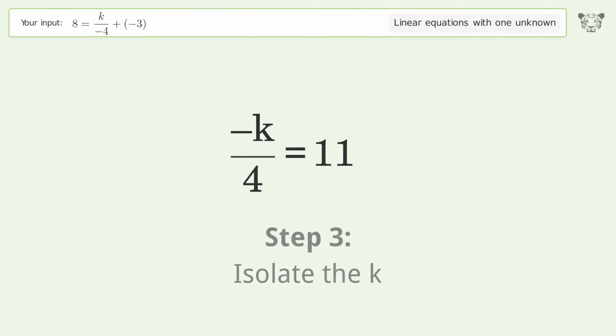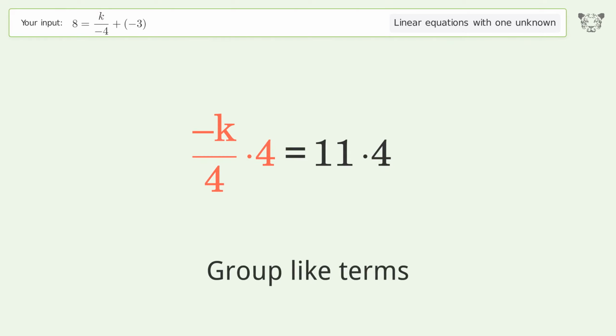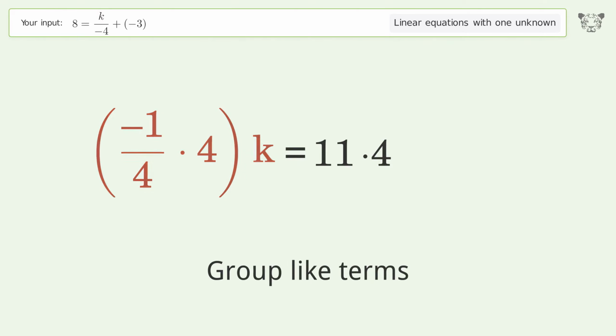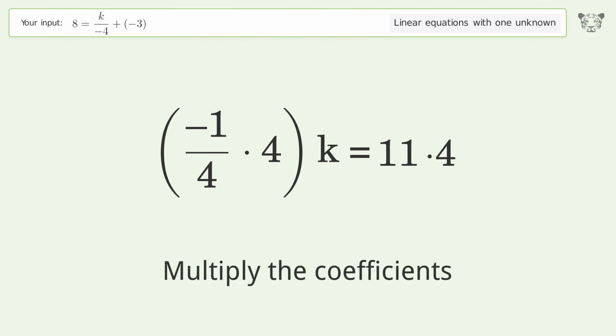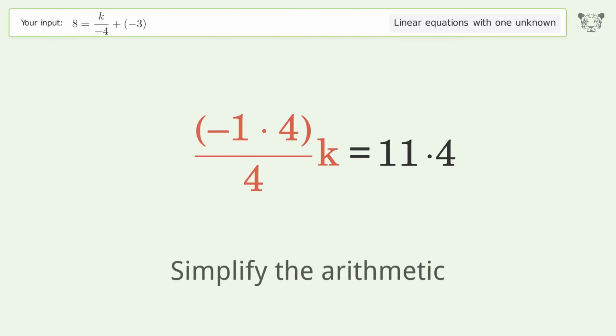Isolate the k. Multiply both sides by 4. Group like terms. Multiply the coefficients. Simplify the arithmetic.